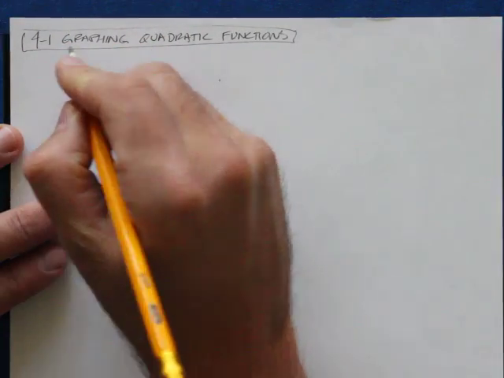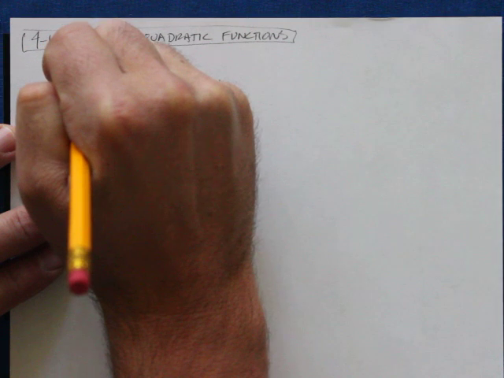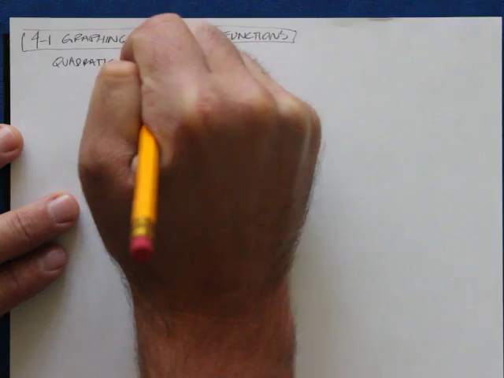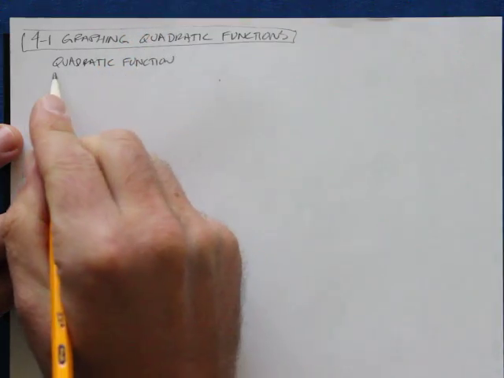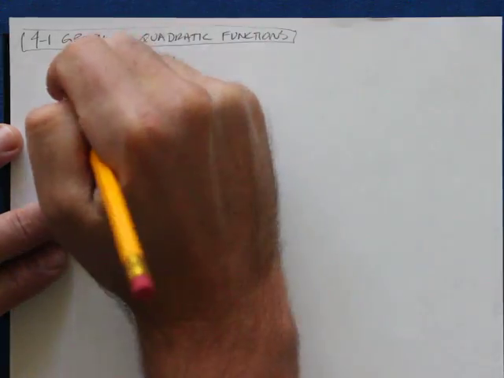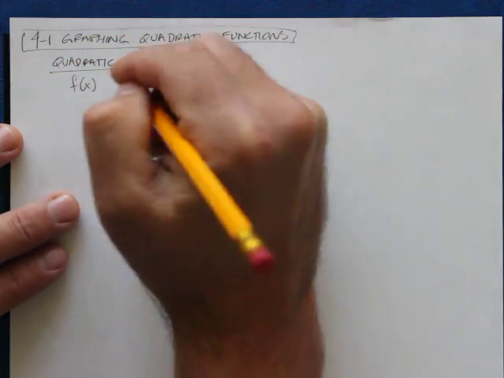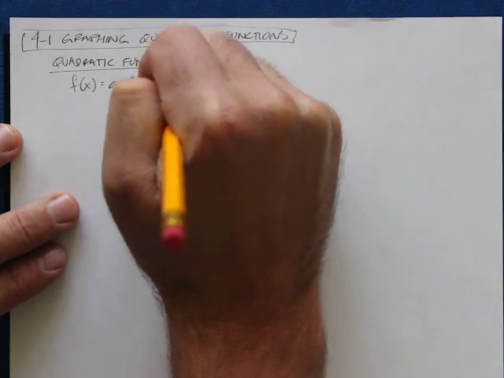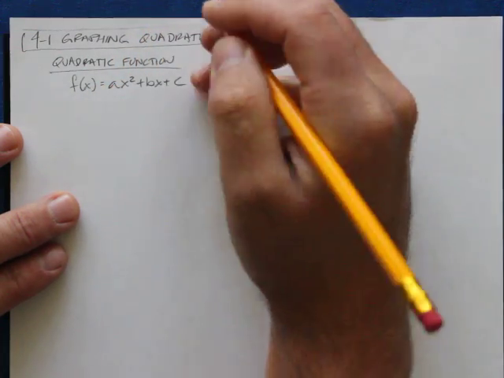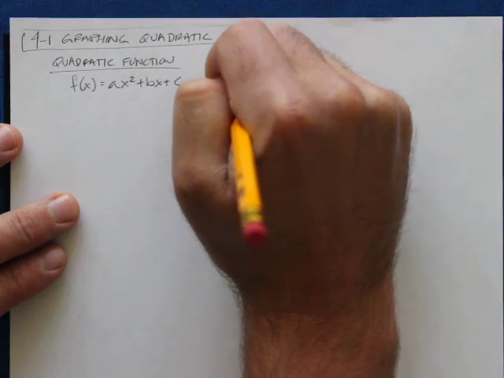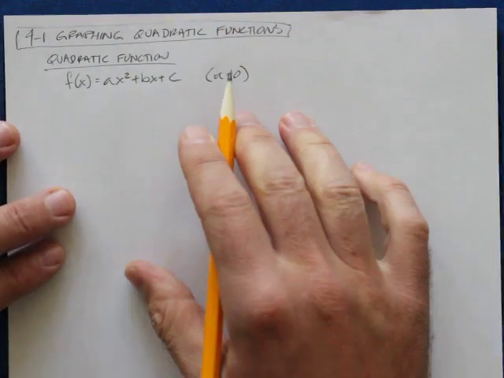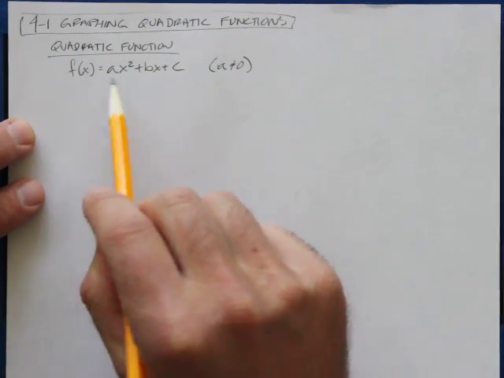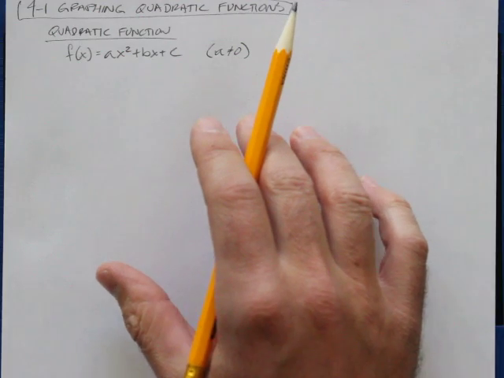So a quadratic function looks like this. This is the form that we're going to be using: ax squared plus bx plus c, where a cannot be 0. There are other forms of the quadratic equations, but this is the one we're going to use for this chapter.